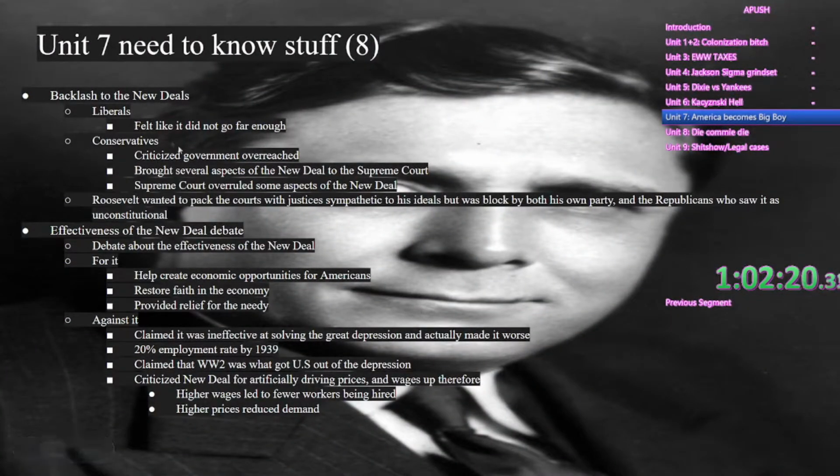So, backlash to the New Deal. Liberals felt like the New Deal did not go far enough in some aspects. Conservatives believed that it was government overreach, and they brought parts of the New Deal to the Supreme Court, which led to the Supreme Court overruling some aspects of the New Deal.